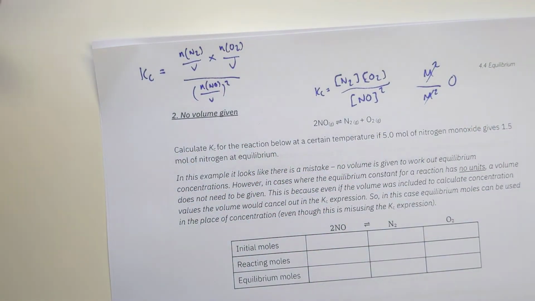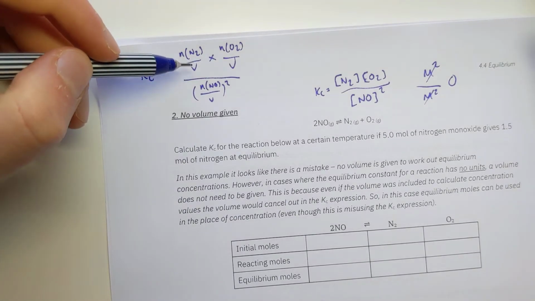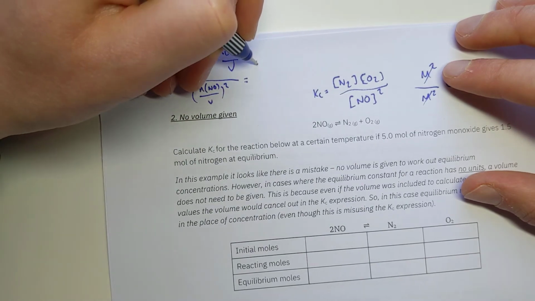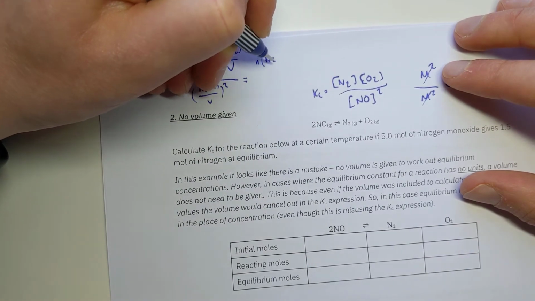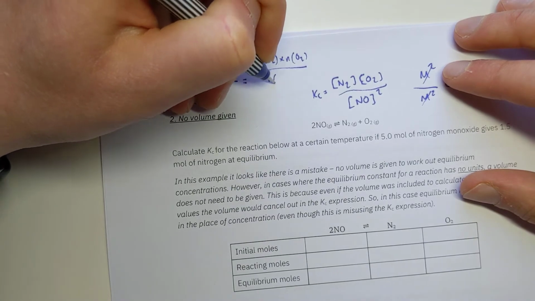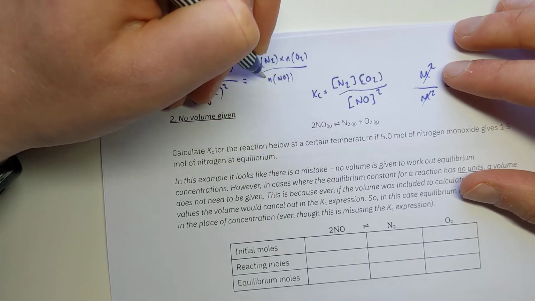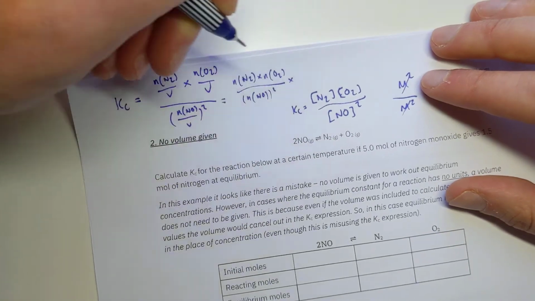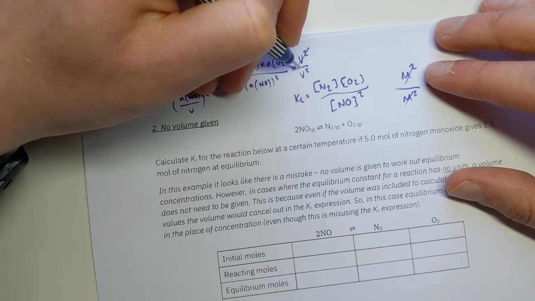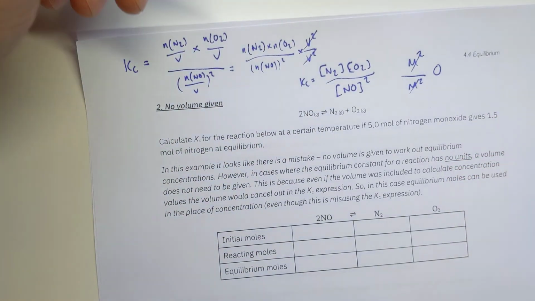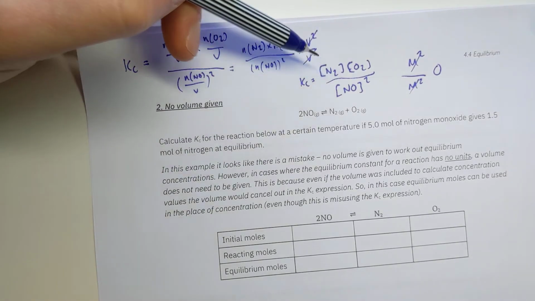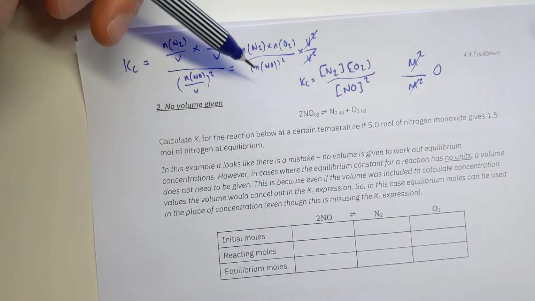The effect of having no units to your Kc means the volumes actually cancel out, because I could rearrange this into this, so I could just do number of moles of N2 times number of moles of O2 at equilibrium divided by number of moles of NO all squared, and I could just take the volume values to the other side and be V squared over V squared, which does cancel out. So that's why, even though it's kind of abusing the Kc expression because they have concentrations, I am allowed to just use moles in this case.